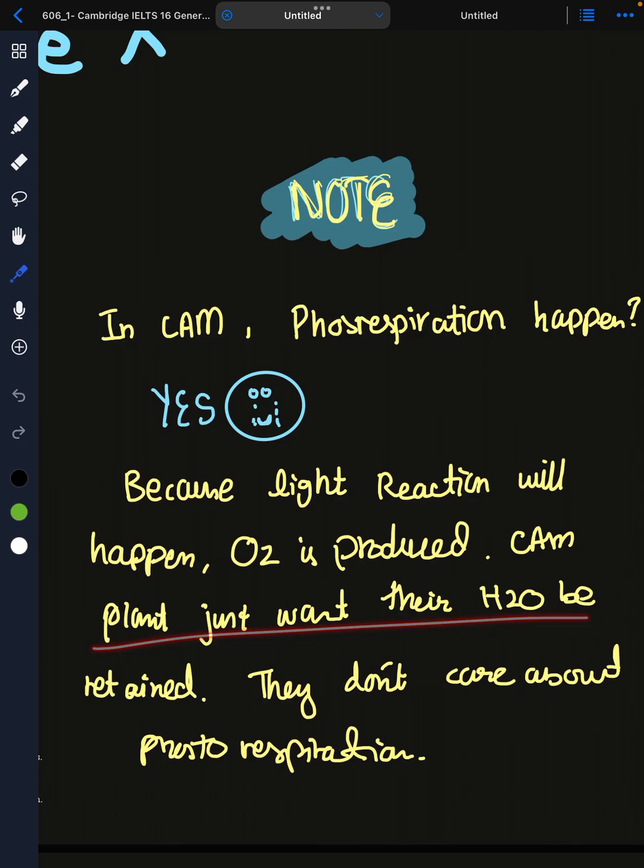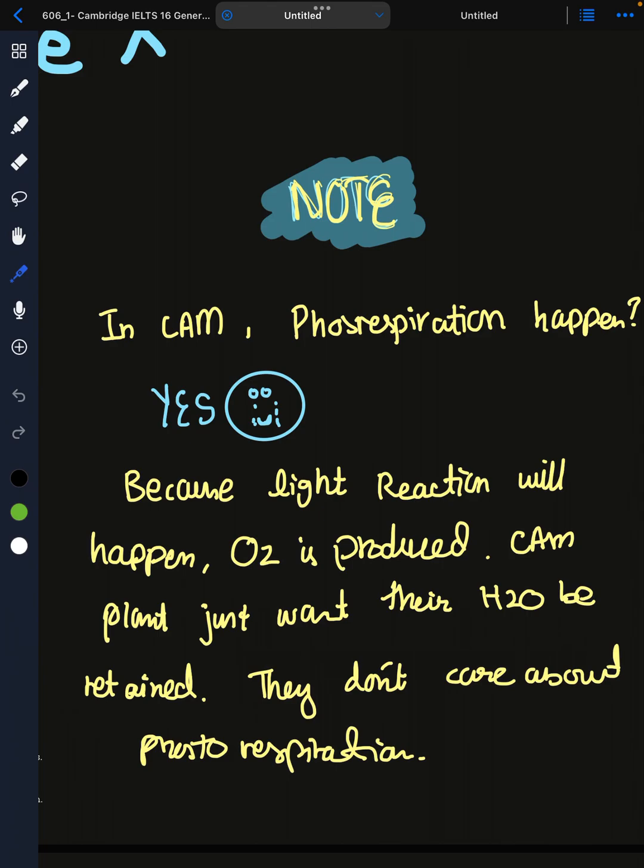So the main target of CAM plants, as I already mentioned, is not to avoid photorespiration, but to avoid water loss. Their job is to retain the water. They don't care about photorespiration. If we compare photorespiration and water loss, they actually care about water loss, because in hot and dry conditions, water is what desert plants need, and it rarely rains in deserts. So water is the main concern for the CAM plants.